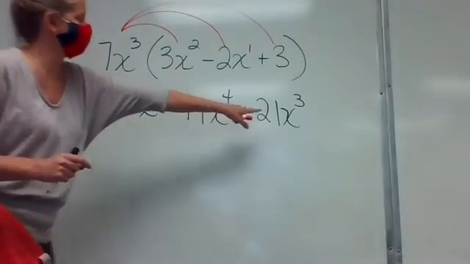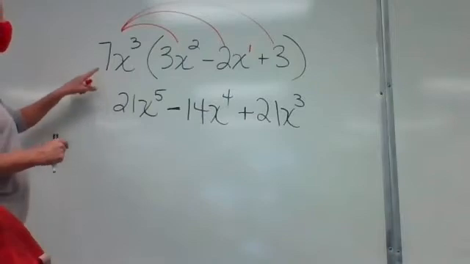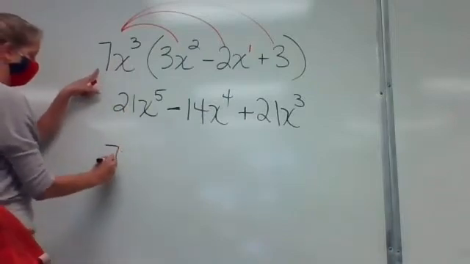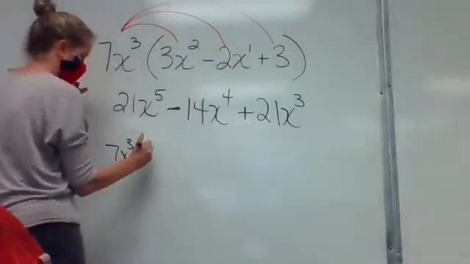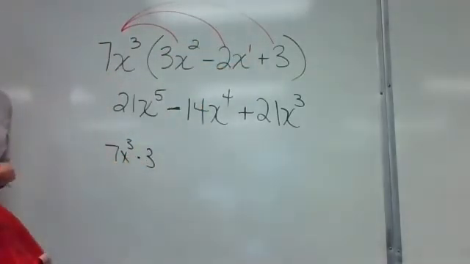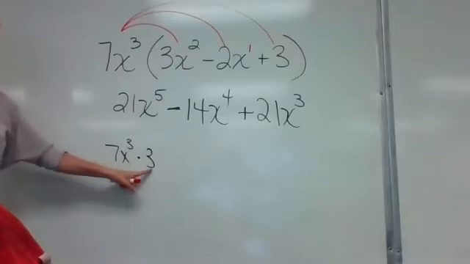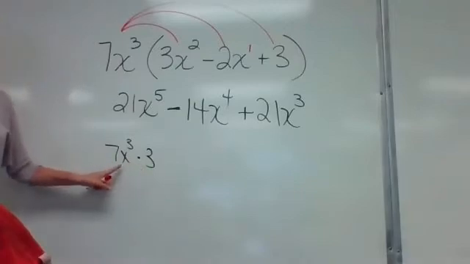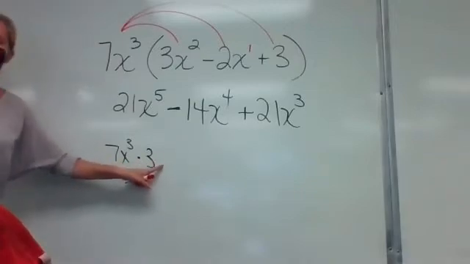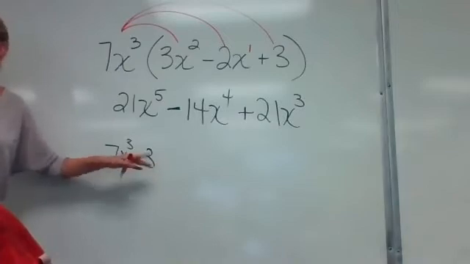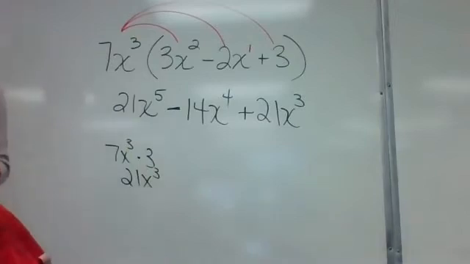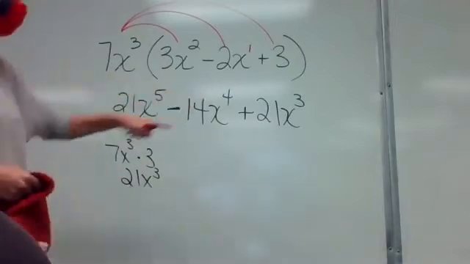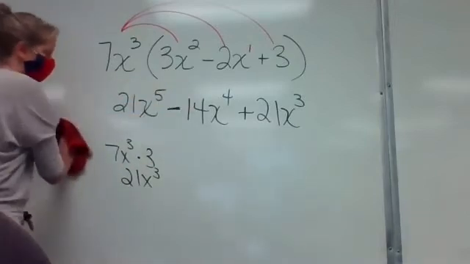So where did I get this x to the 3rd? Because what was I multiplying? I was multiplying 7x to the 3rd times 3. So that gave me the 21. And then this x to the 3rd didn't have any more x to add to it here, so it just stayed x to the 3rd. That's where that 21x to the 3rd came from.